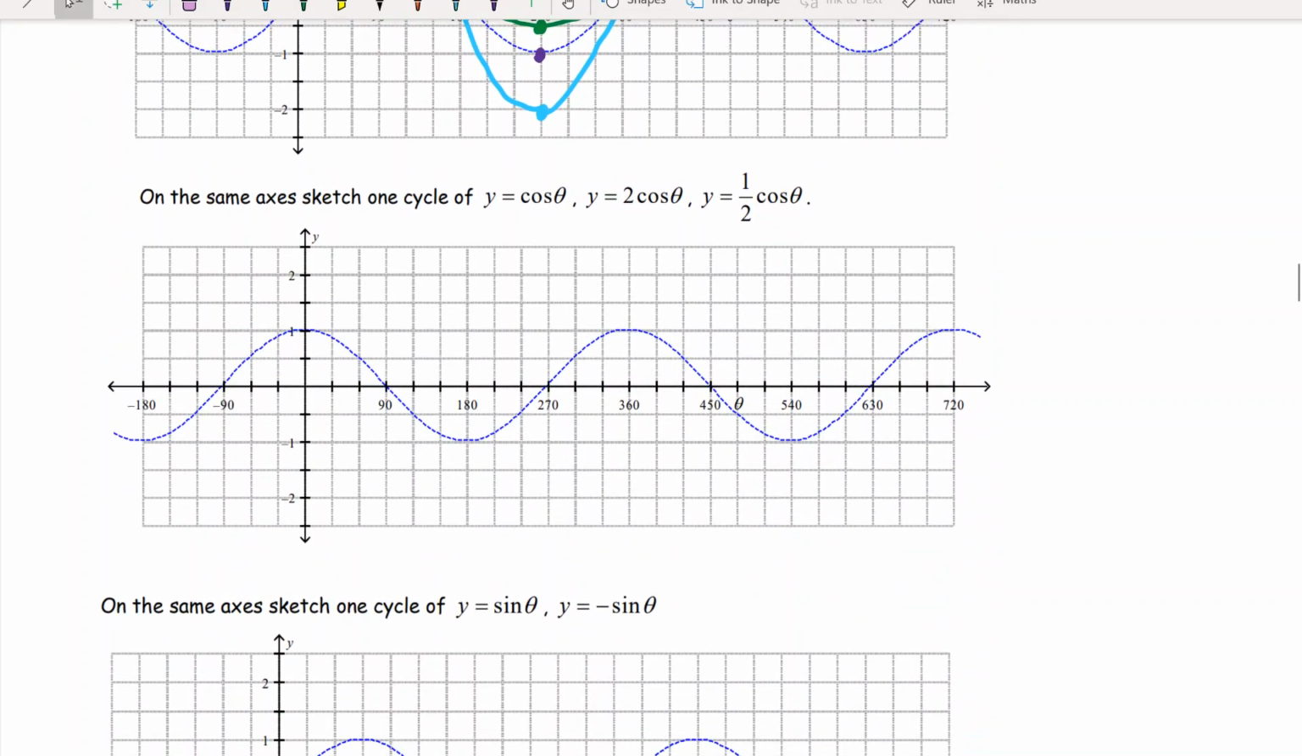So it's very similar for the cosine function. Once again, I start with those 5 main points and I just stretch the y values up to wherever the new amplitude is. So my first point is at 0, at 90, at 180, at 270, and then at 360. So all of those y values are just getting multiplied by 2.